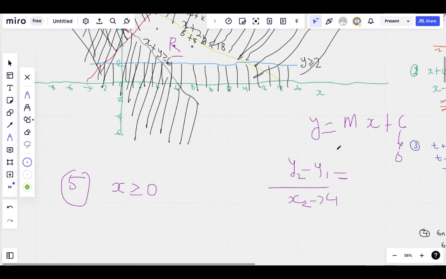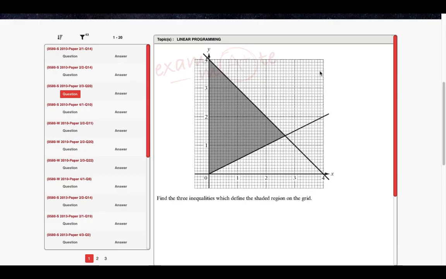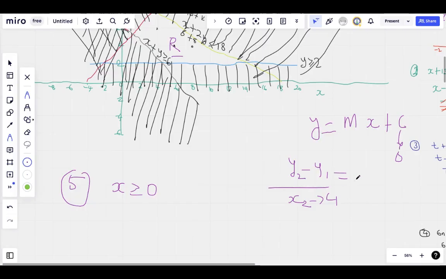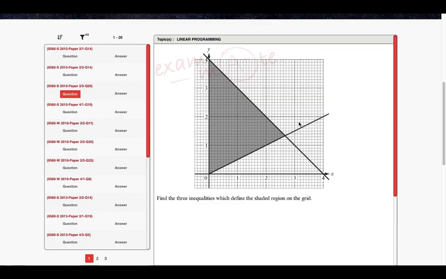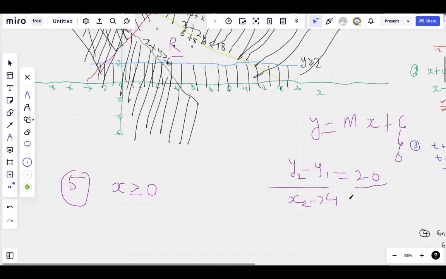Now, my y2, because I just chose 2 points, this point here and this point here at the bottom. If you trace the highest point on the y-axis, you get 2. The lowest one will be 0. So you get 2 minus 0 over, now x, trace down. The highest point, if you trace it down, you get 4 for x. The lowest point is 0. So x will be 4 minus 0. So this will be 2 over 4.